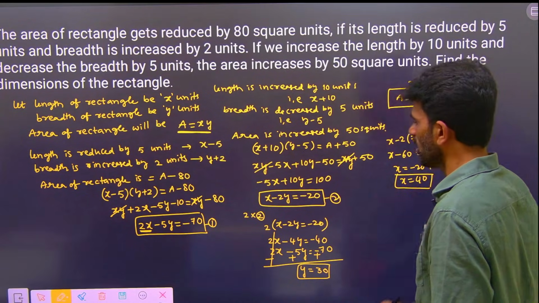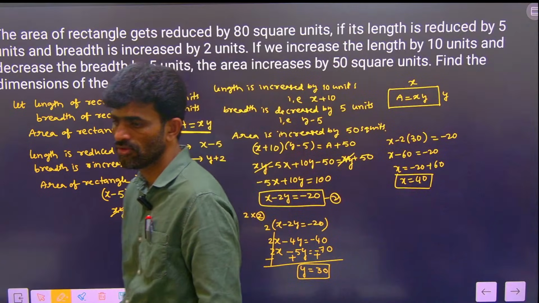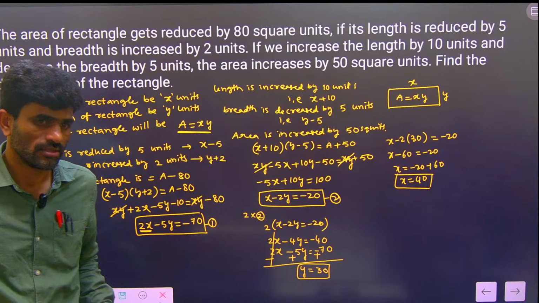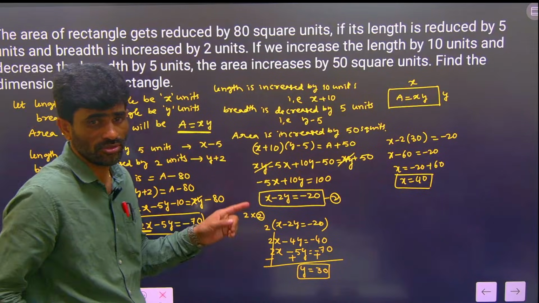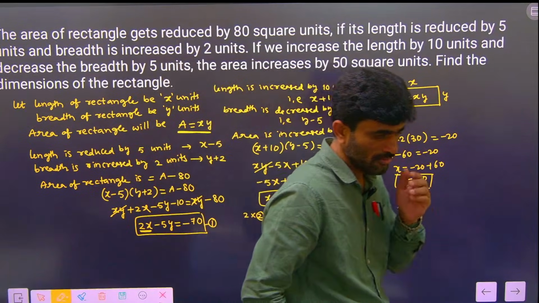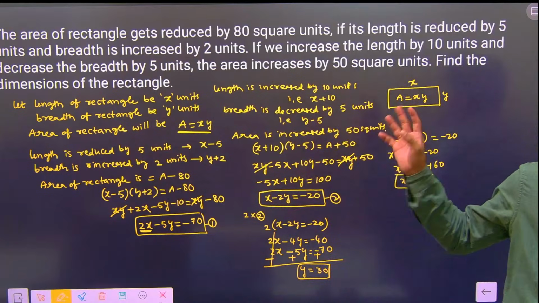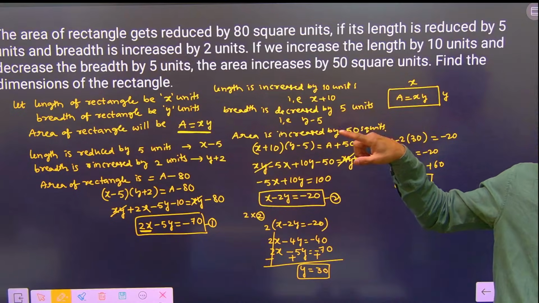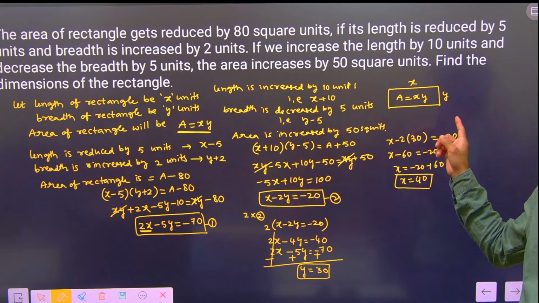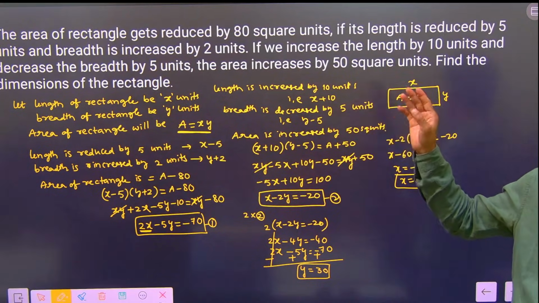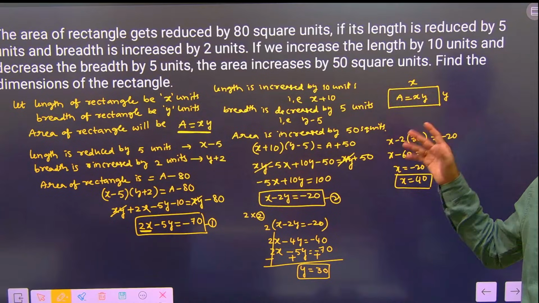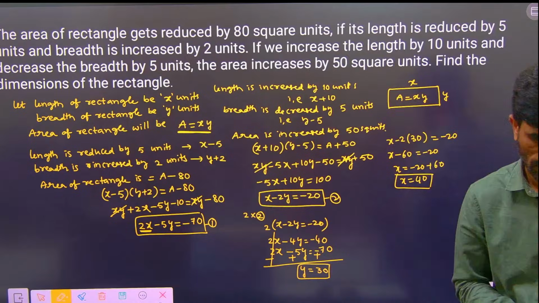So at last, what should we write? Therefore, the length of the rectangle is 40 units and the breadth of the rectangle is 30 units. You should write that conclusion also. I am telling you, I am not writing it here, but in the exam you have to write. Whenever this type of question comes, you should follow like this. First, x and y: how length is changed, breadth is changed, area is changed. Again the second case: length is changed, breadth is changed, area is changed. So you will get two equations; solve the two equations and you will get it.